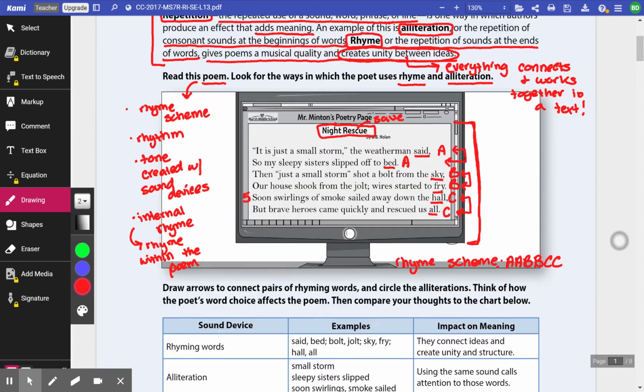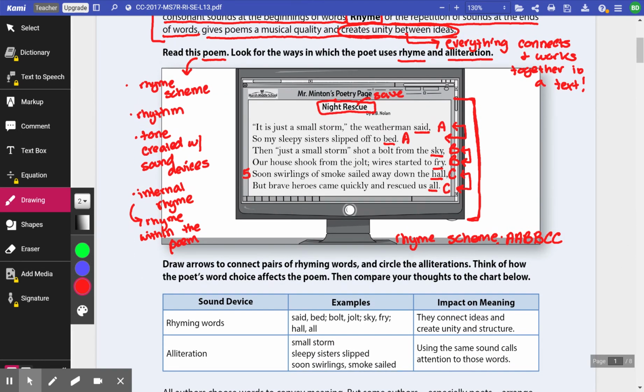All right, so that's a cool little poem, Night Rescue. So we know that their house apparently got struck by a bolt of lightning right in there. Electric wires started to fry and stuff caught on fire, but they were saved.